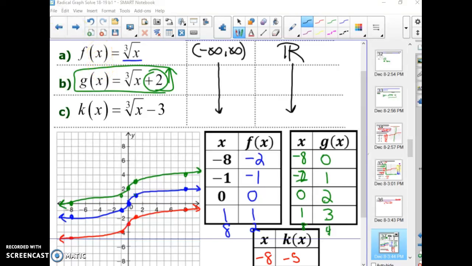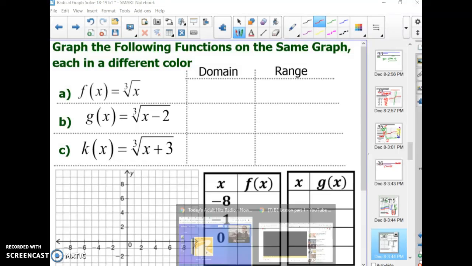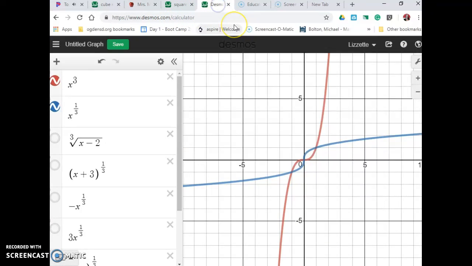Alright guys, we are now on the back page. So here we are on our next one. We're going to look at the cube root of x, the cube root of x minus 2, and then the cube root of x plus 3, and all those are under a radical. I'm going to plot those in Desmos, and I think I have them up already. So there is my parent function.